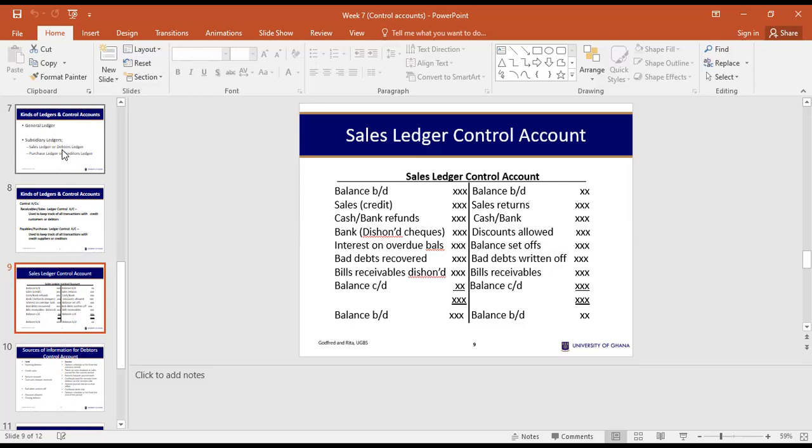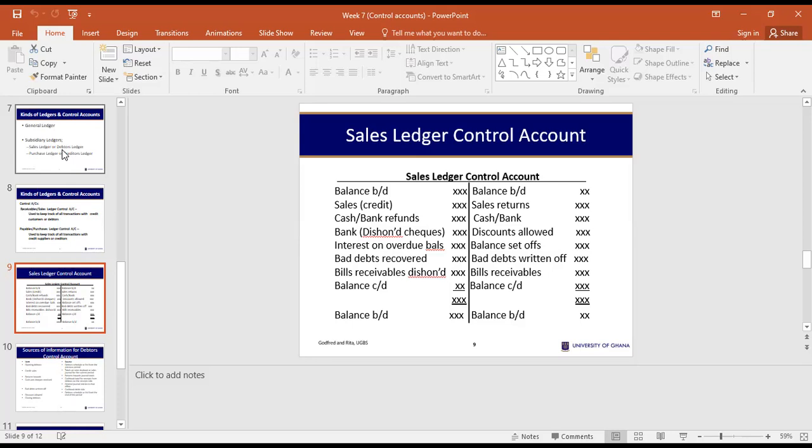Then you have cash or bank. Okay. So cash or bank means that when you pay me my money, it reduces the amount that you owe me. So that comes here. Now you have bank or dishonoured cheques. Okay. So if you give me a cheque to go to the bank and cash, and when I go there, the bank says, no, we will not accept this cheque because it is outdated or postdated, or there's something wrong with the cheque, so they will not accept it.